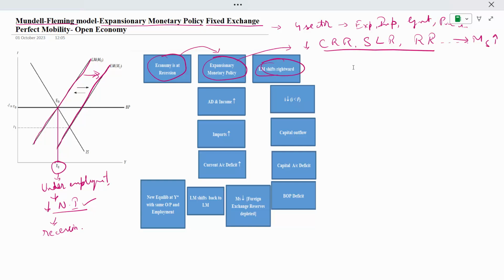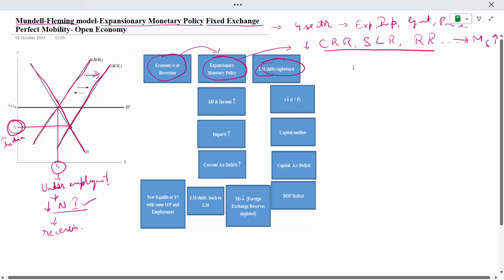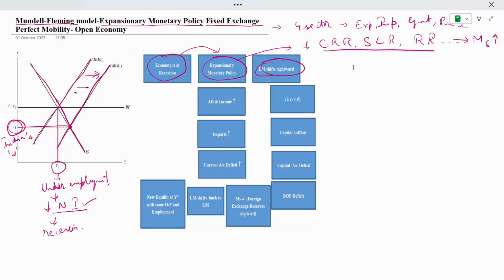As this LM1 curve got shifted, we can see the intersection between the IS and LM1 at a point which is denoted by R1. So this is interest rate R1, the interest rate of India, set by the RBI. Now, if we observe this carefully, we can see that this R1 is far less than the world's interest rate.